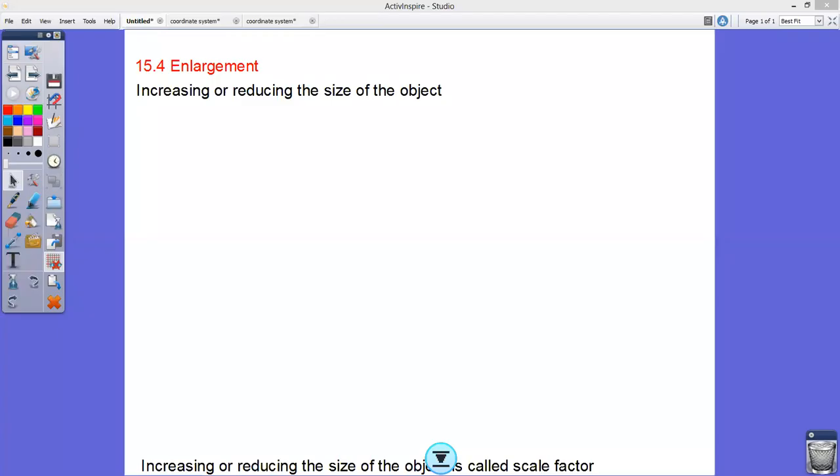Good morning. Okay, today we are going to study enlargement. Now, what does it mean, enlargement? Increasing or reducing the size of the object. Now, let's draw an object here. Okay, let's say this is our object.